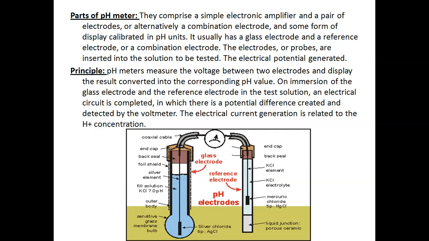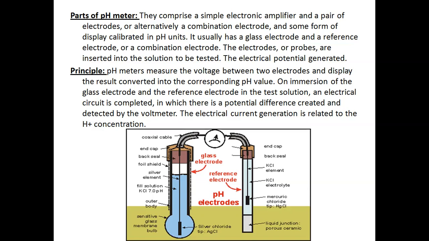So basically there are some types of pH meter which have separate glass electrode and reference electrodes, but nowadays combination electrodes are used, in which there is a single electrode and both the glass electrode and the reference electrode are merged into that single combination electrode. So these are the parts of a pH meter, and the principle is that a pH meter measures the voltage between the two electrodes and displays the result converted into the corresponding pH value.